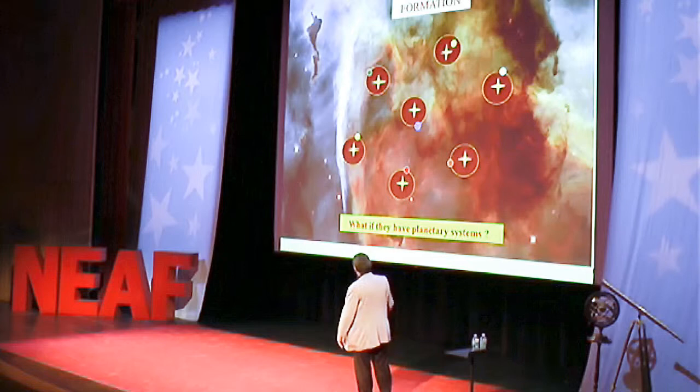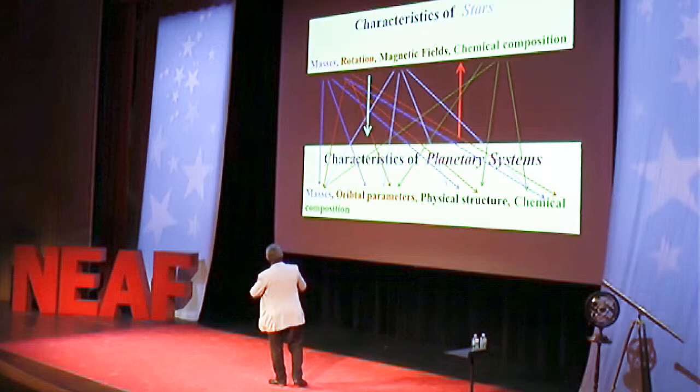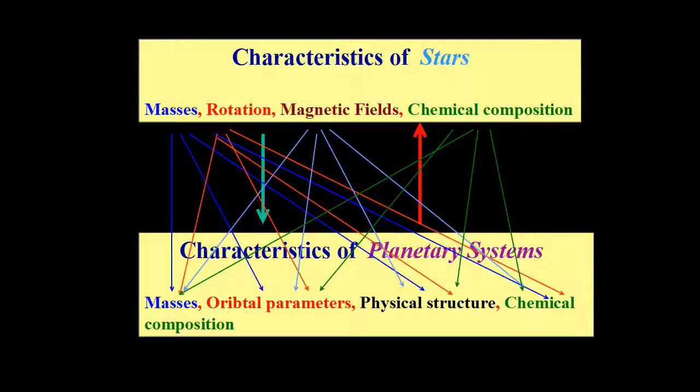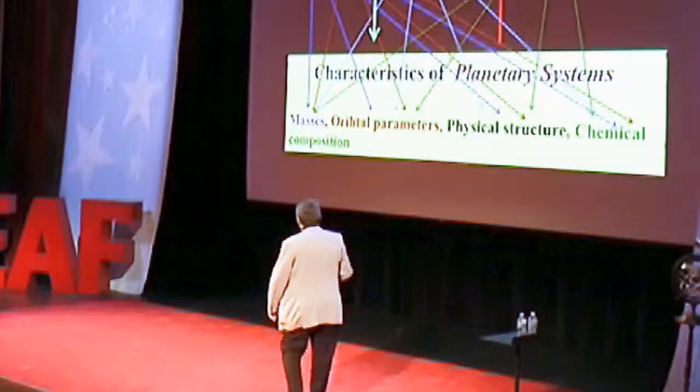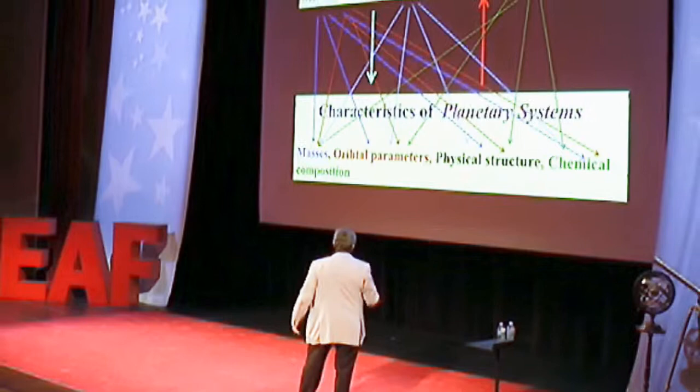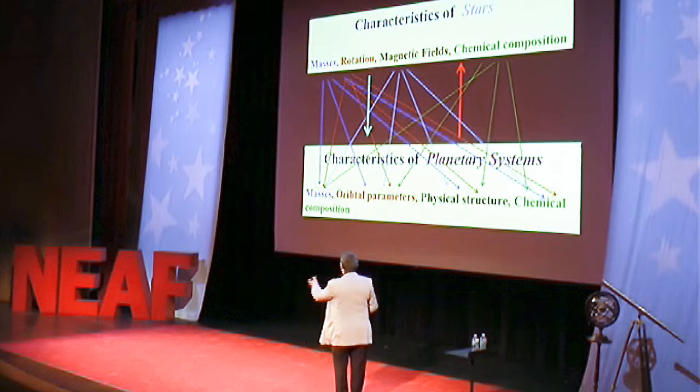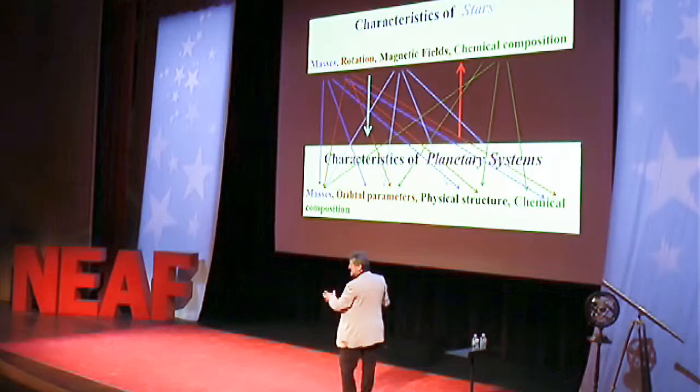When the first exoplanet was discovered in 1995, soon after we realized that there are some strange things happening with stars that have extrasolar planets. Basically, we have characteristics of stars, which are mass, rotation, magnetic fields, chemical composition, and planets, again, their masses, orbital parameters, physical structure, chemical composition. There are all sorts of relations. How do we know if any of these parameters is influenced by any of the others? So whether the rotation of a star somehow will change the mass distribution in a planetary system, orbital parameters, physical structure of planets, their composition. All sorts of things can happen.